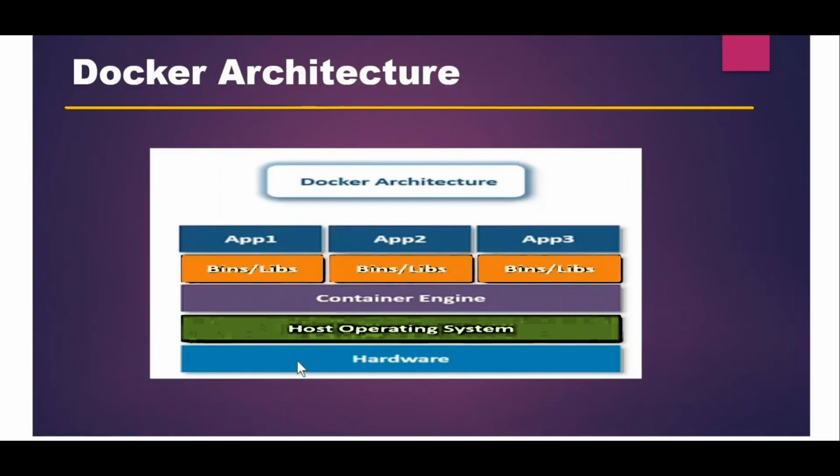We have hardware and OS as a basic requirement of any machine, physical or virtual. On top of it, I install Docker, which gives me a Docker engine, and then put your application 1, application 2, application 3.